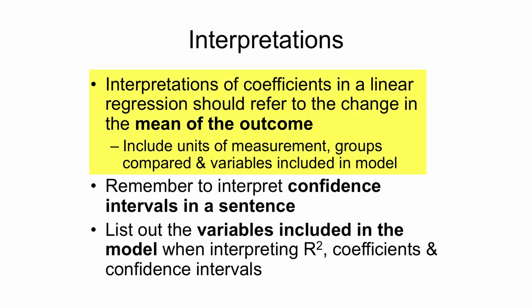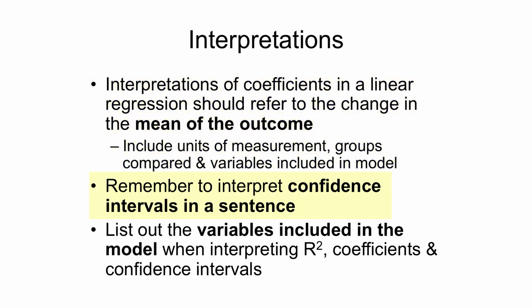Remember that interpretations of coefficients with linear regression should refer to the change in the mean of the outcome. This is in contrast with logistic regression, where these refer to the change in the log odds of the outcome. You should always be clear about the groups compared, units of measurement, and variables that have been adjusted for when interpreting coefficients. For example, men have a salary that is an average of $2,000 higher than women, adjusting for years since degree was obtained and degree type.